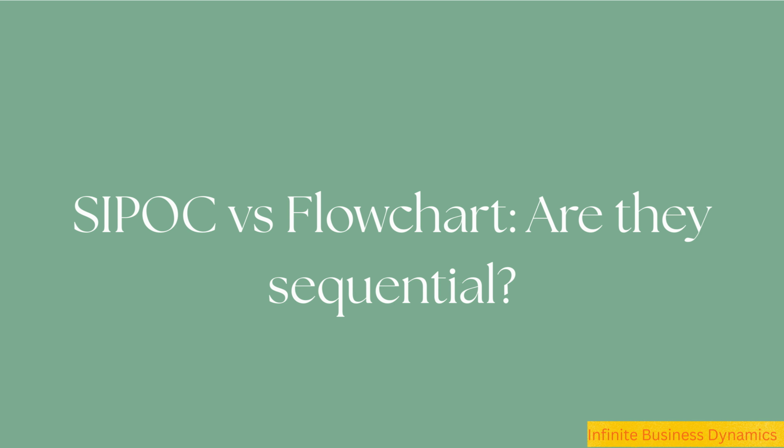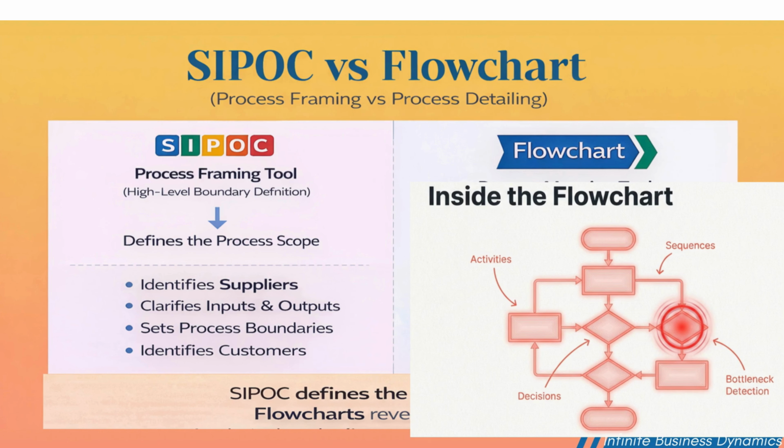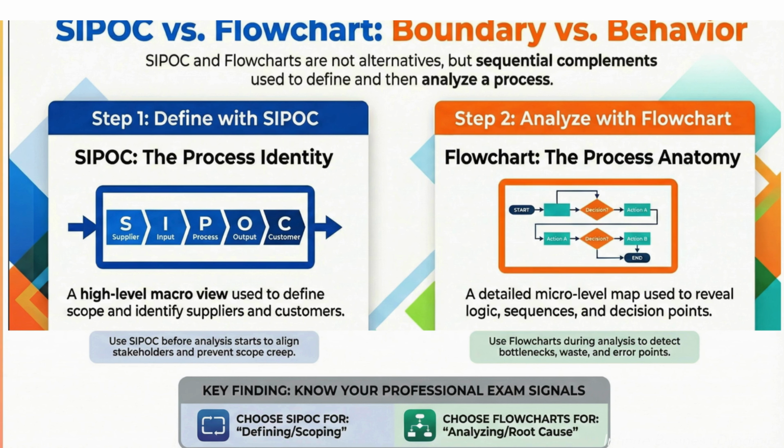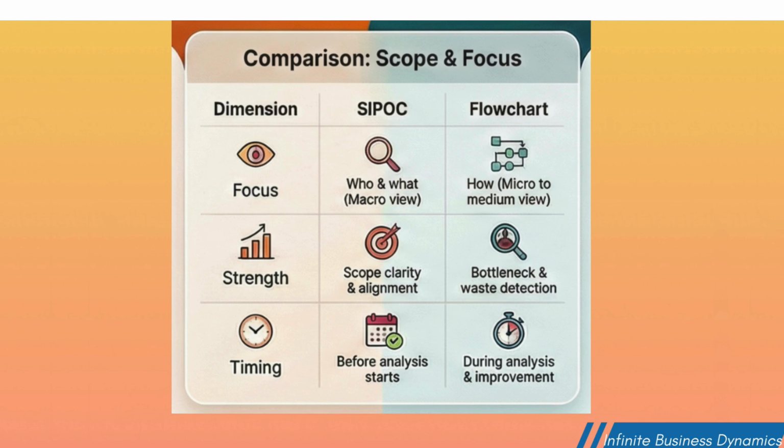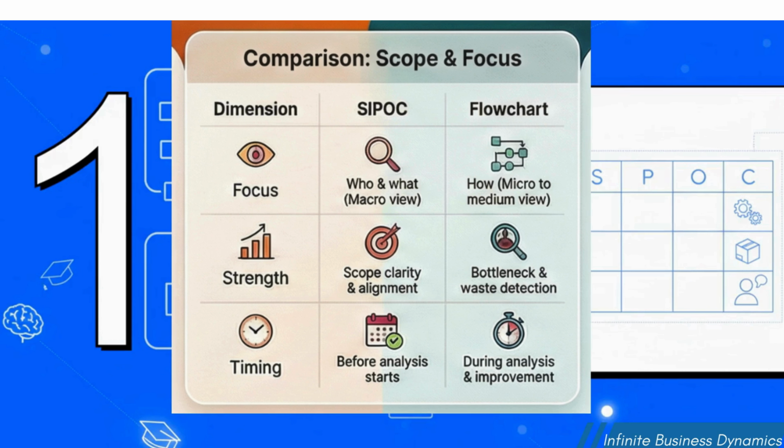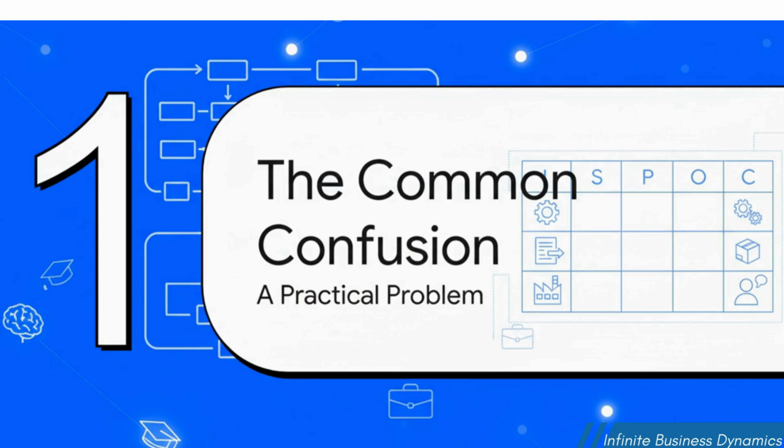SIPOC and flowcharts are not alternatives. They are sequential complements, used first to define and then to analyze a process. SIPOC is a process framing tool. It provides a high-level view. It defines scope. It identifies suppliers and customers. It clarifies inputs and outputs. In simple terms, SIPOC tells us where the process begins and where it ends. A flowchart, in contrast, is a process mapping tool. It shows how the process actually works, step by step, including decisions and sequences.